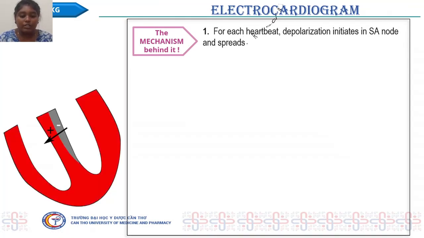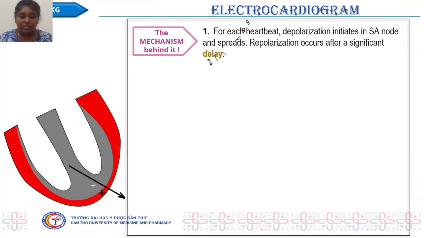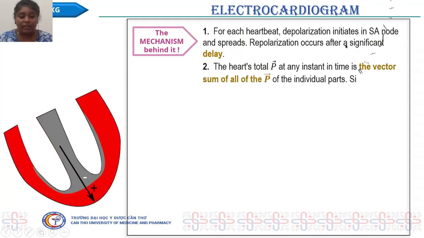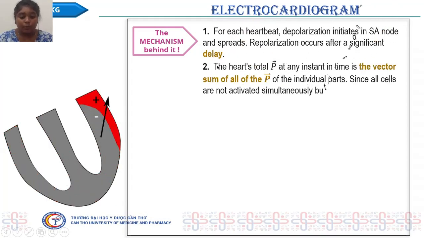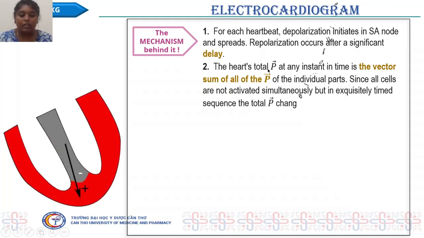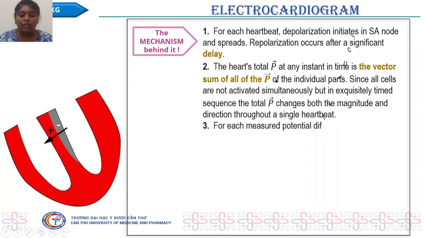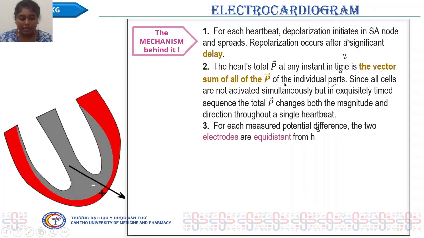In the heart, for each heartbeat, depolarization initiates in the SA node and spreads throughout. Repolarization occurs after a significant delay. As depolarization spreads, the heart's total dipole moment at any instant in time is the vector sum of all the dipole moments of the individual parts.